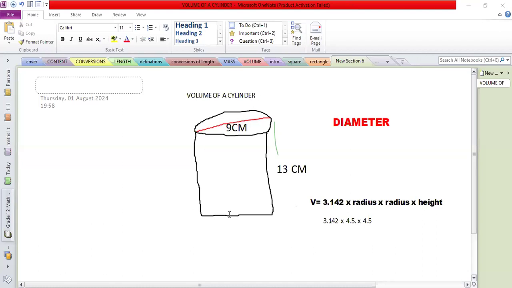It means you will say, how much is that one? I'm always forgetting it. 827,1315. Then you divide everything that was multiplied here. It's very simple. You divide 3,142. You divide 4,5. You divide 4,5. You are left with 13.